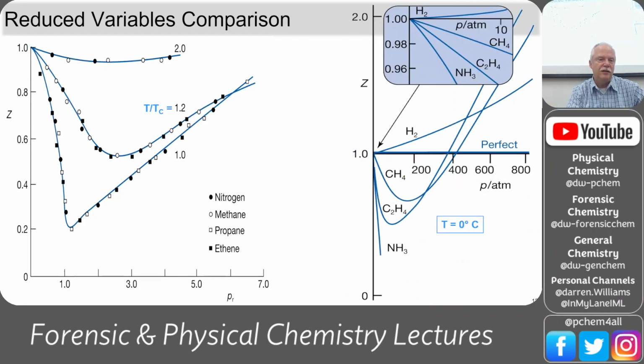So here is the Z value. This is experimental data in this curve. So this is the Z value. And notice that this is T over TC. Okay, for this one right here, it's 1.2 for this curve. And what are these gases? Well, this is nitrogen, methane, propane, ethene, and they're all on the same curves.